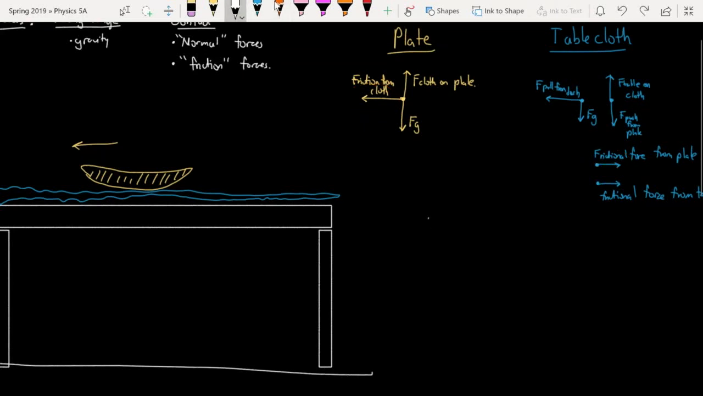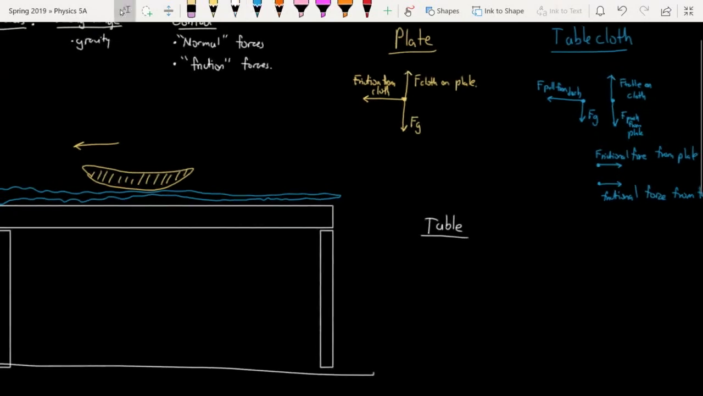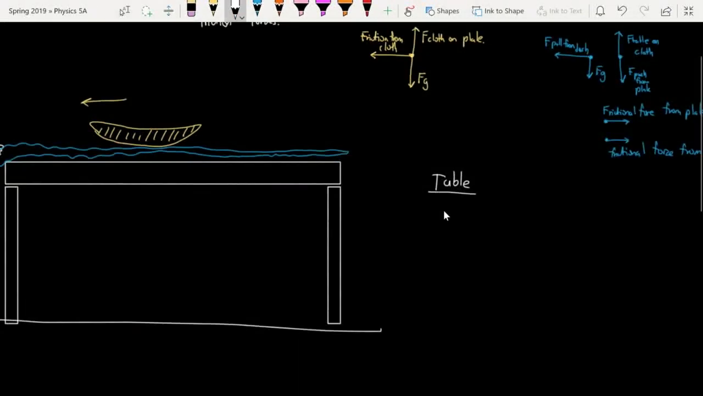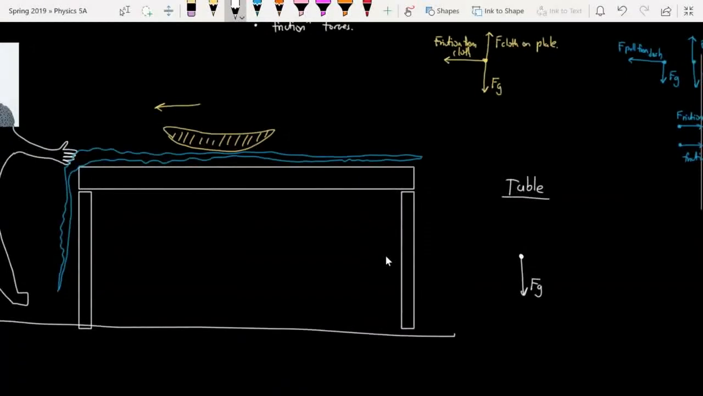And lastly, let's think about the table. What forces are acting on this table? So let's ask ourselves. The table, again, always has the force of gravity. That one's easy. I'm always going to add that in there. It's pretty simple. Now, ask yourself this other question.